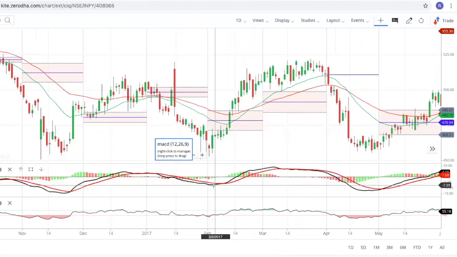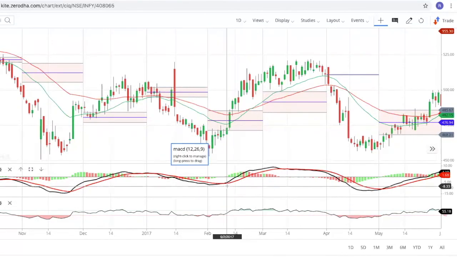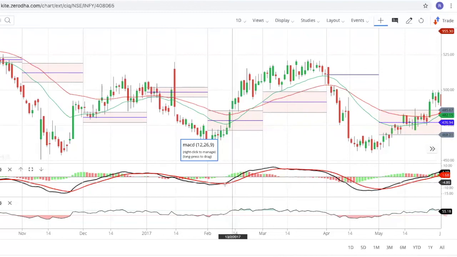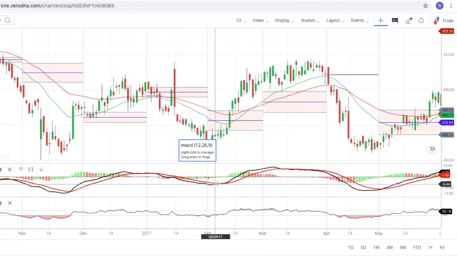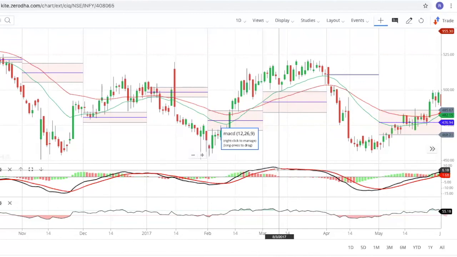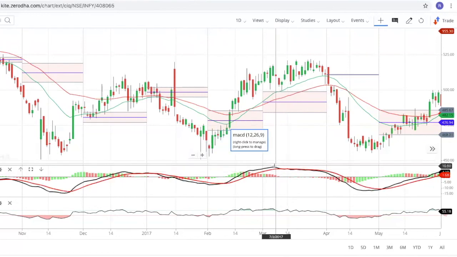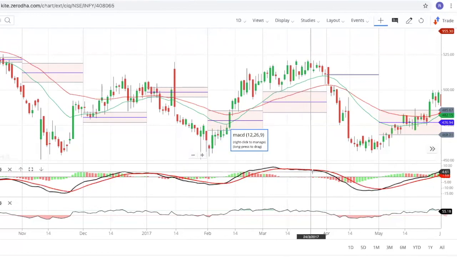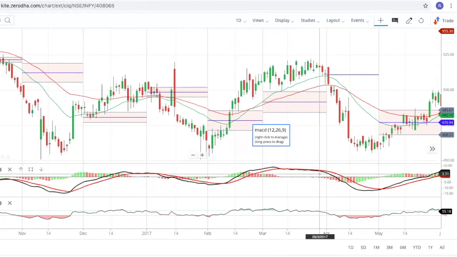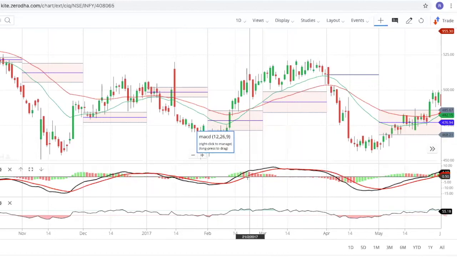Point number two, when the MACD line, the black line, crosses the zero line. You can see the MACD line crosses the signal line from bottom to above, and then it crosses the zero line. When it crosses the zero line, only then we will take a trade, and we'll sustain the trade as long as the MACD line is not again crossing down the signal line. If the MACD line crosses down the signal line, that's the time we should exit the trade. This is the second condition.